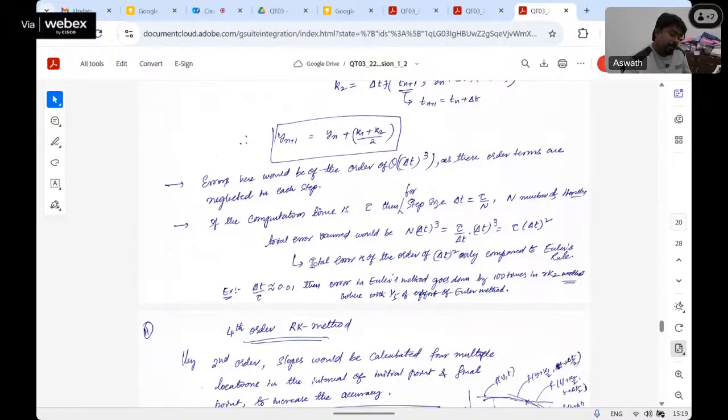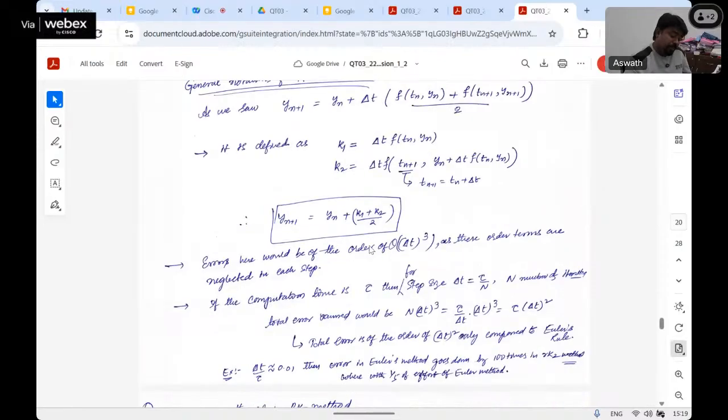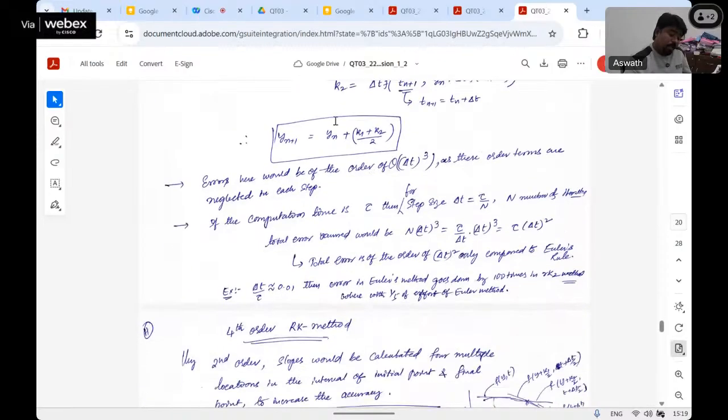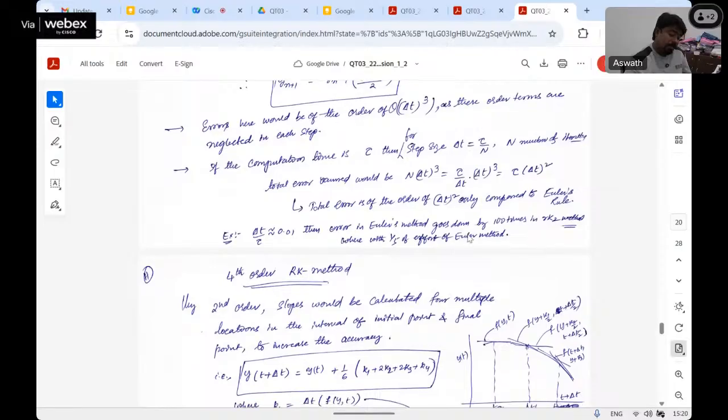For example, let's say there are n steps in the integration. In the case of Euler, how much error is going to creep up if you calculate? Interestingly, it is just delta t square with one step itself. In the Euler case, delta t square error is occurring, but in the case of RK2, over an overall integration of n steps, let's say 100 steps, even in that case the error is much smaller than Euler.